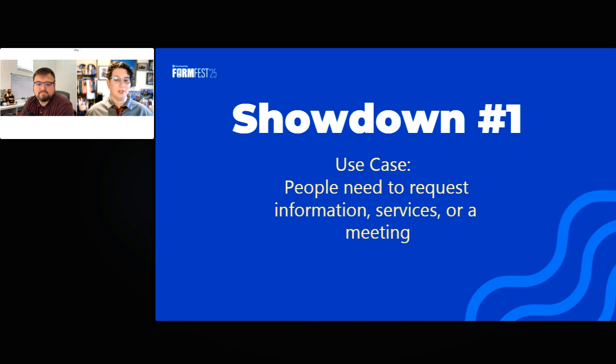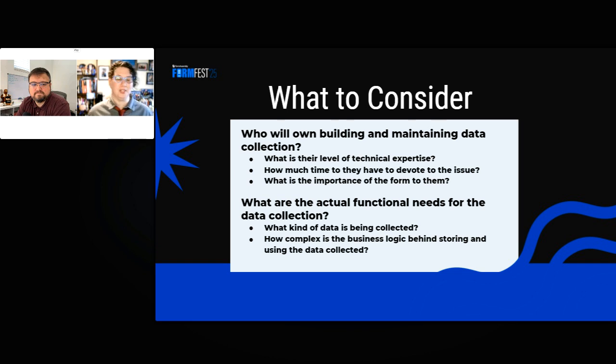So we're going to put these a little head to head to see how they stack up in some real life use cases that we've seen. And the first one is people need to request something from you. They need some information. They want to request a meeting. They need your services. Just a basic request situation. So how do we figure out what direction to go in, Tom?